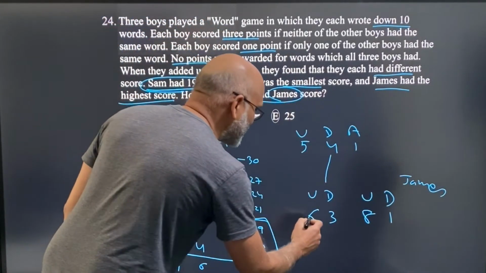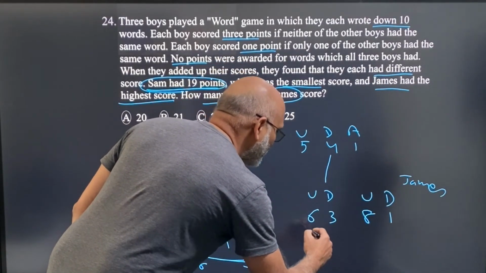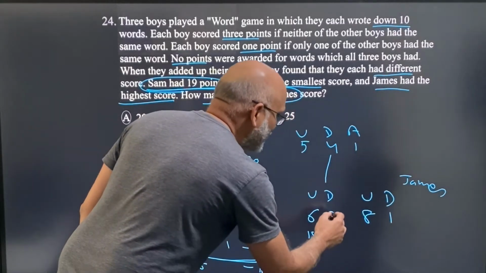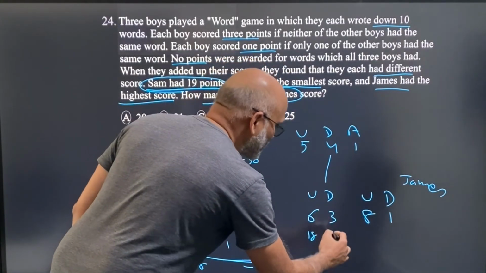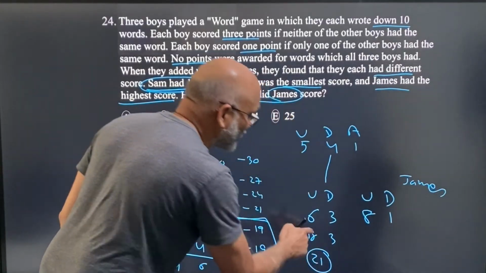So in this case, 6 times 3 is 18, and then this gets 1 point each, so there are 3 points. So 18 plus 3 is 21. All right, so this is a different score.